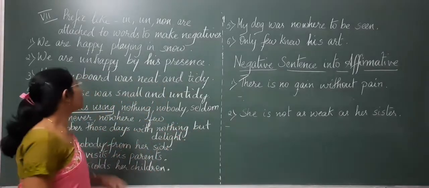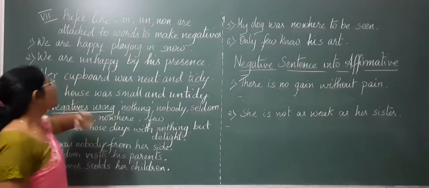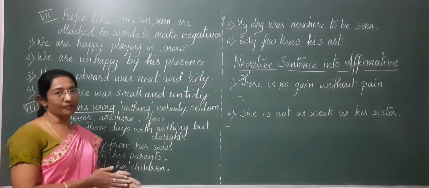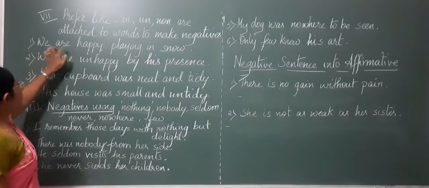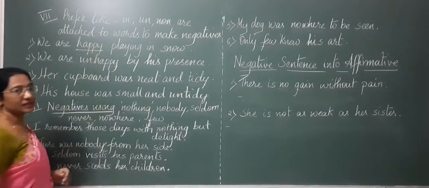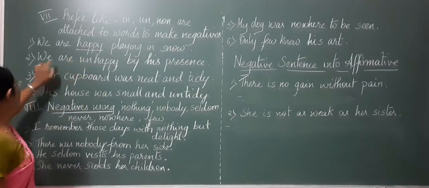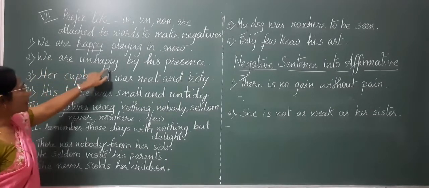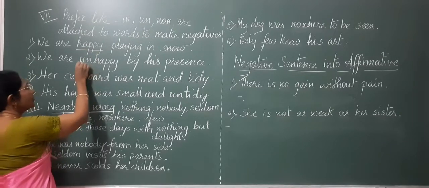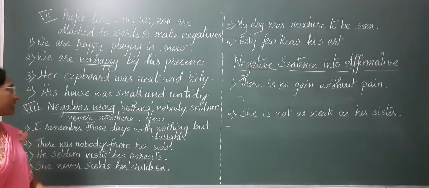The next one is prefixes like in, un, non, which when attached to words make the word into a negative form. So we are happy playing in snow. Happy tells it is a positive sentence because it is a positive word. We are unhappy by his presence. When happy is prefixed with un, it becomes a negative word and makes the sentence a negative sentence.